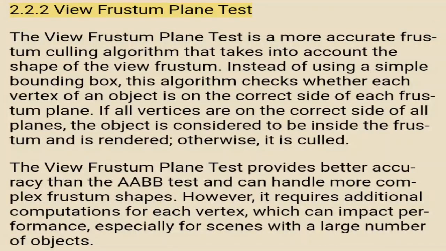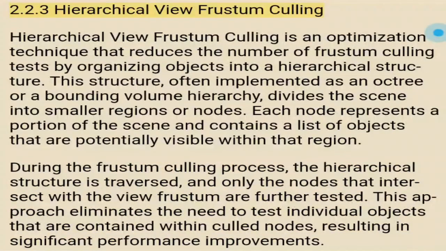2.2.2 View frustum plane test. The view frustum plane test is a more accurate frustum culling algorithm that takes into account the shape of the view frustum. Instead of using a simple bounding box, this algorithm checks whether each vertex of an object is on the correct side of each frustum plane. If all vertices are on the correct side of all planes, the object is considered to be inside the frustum and is rendered, otherwise, it is culled. The view frustum plane test provides better accuracy than the AABB test and can handle more complex frustum shapes. However, it requires additional computations for each vertex, which can impact performance, especially for scenes with a large number of objects.